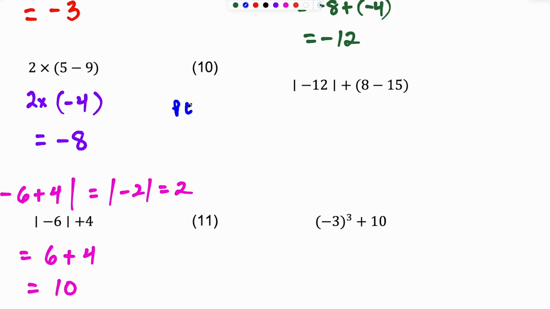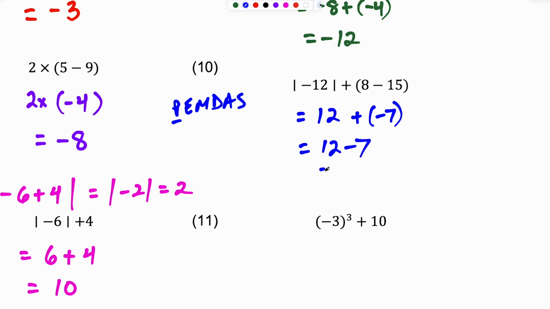And for this one, I just want to point out that absolute value, in a way, acts as its own set of parentheses. So we could evaluate this one first here, and we'll get the same result. So the absolute value of -12 is equal to +12. And then we have plus, in this parentheses, 8 minus 15 is -7. And now this we could think of as 12 minus 7, which is equal to 5. And that's our solution to 10.